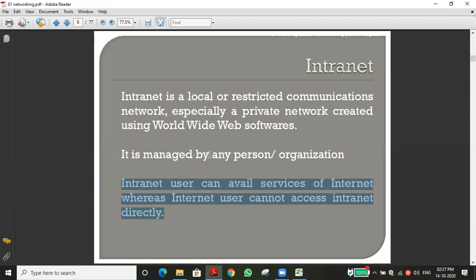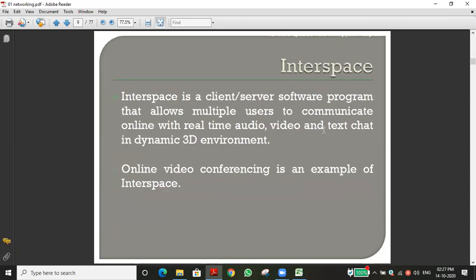That is connecting to the network, not a website. They cannot connect into their networks. That is called intranet. Okay, the third point is very important. An intranet user can avail the services of the internet, whereas an internet user cannot access the intranet directly. That is, we have to get permission, and only then. That is the thing. So then, interspace.